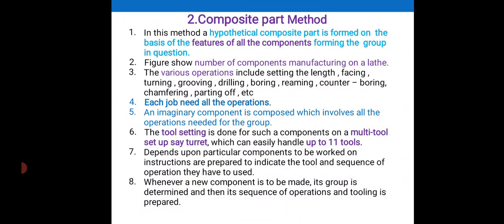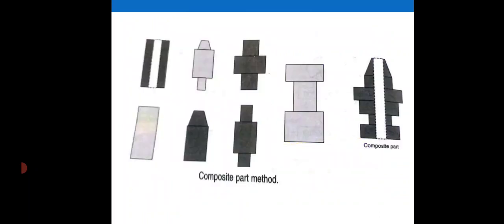Next, the composite part method. In this method, a hypothetical composite part is formed on the basis of the features of all the components forming the group in question. Now this is a figure. The composite method means the different machining processes are combined: first a drilling operation, next turning, taper turning. So many processes are done on one part.